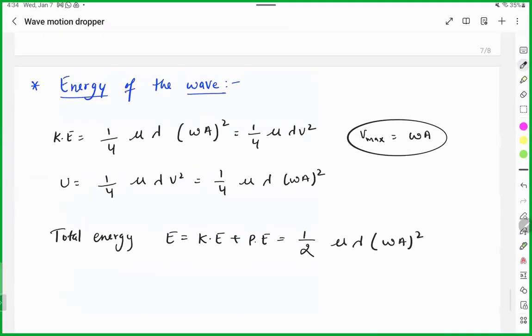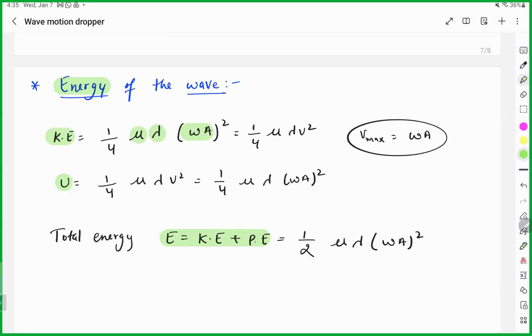So energy of the wave, when we consider kinetic energy, it depends upon the medium mass per unit length, wavelength, and velocity. This omega A is velocity. If you see potential energy, exactly same thing. Total energy, addition of kinetic and potential. 1 by 4 plus 1 by 4 will be 1 by 2. Got it?